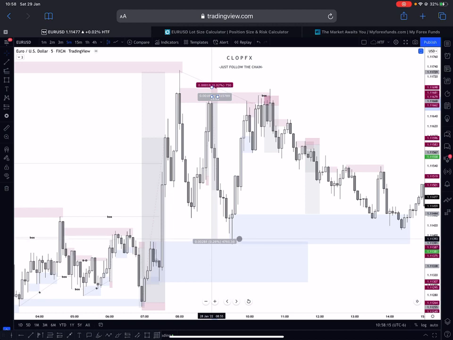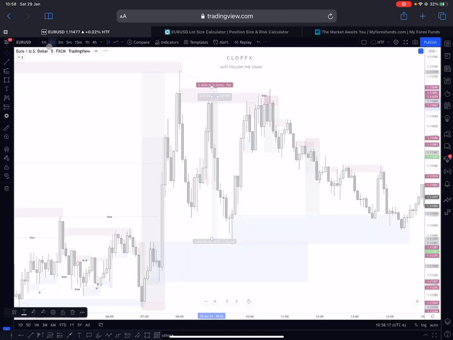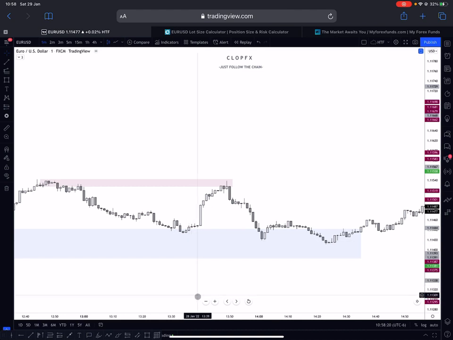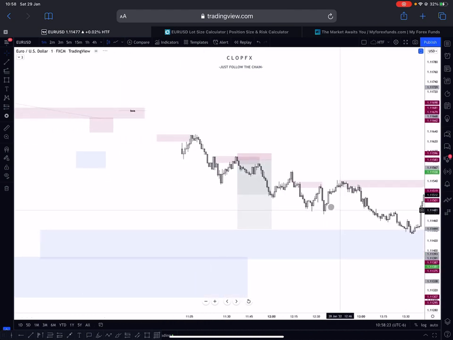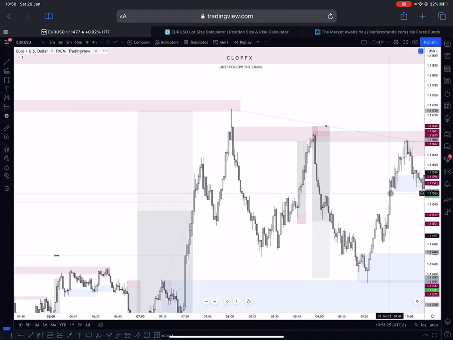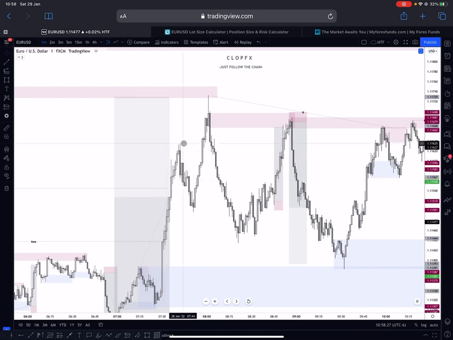It's a 15-minute POI. Again, it formed a supply chain, and then I entered on the second one, sorry, because I know that was the one that caused the pullback and caused the flip. So yeah, pretty much. So I entered that one. That was another 15 hour.